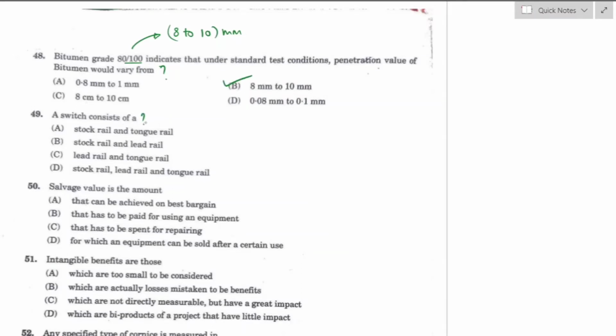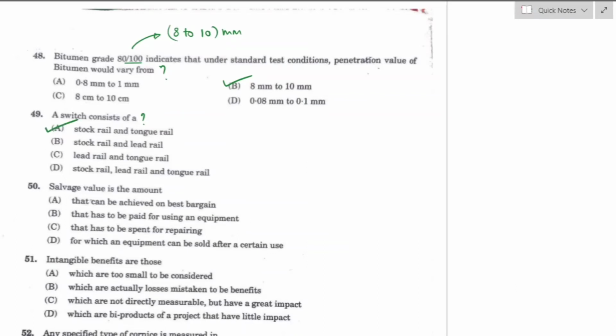A switch consists of a pair of tongues and stock rails with the necessary connection and fittings. In the following figure, you can observe a switch used in the railway track. So it consists of both stock rails and tongue rails. Option A is the right answer.